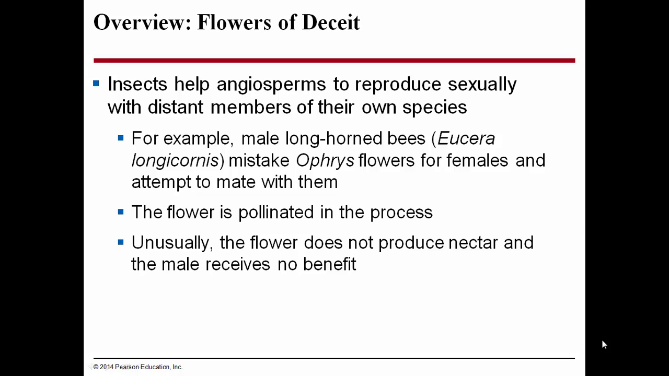And unusually, the flower does not produce nectar, and the male receives no benefit. So in this relationship, it's completely the deception of the flower on the bee. All the bee does is receive the pollen sac, and then it takes it to the next flower, where it attempts to mate with that flower, and on down the road. So there's no mutually beneficial relationship there.